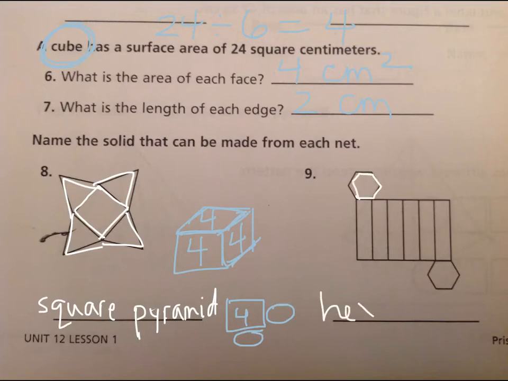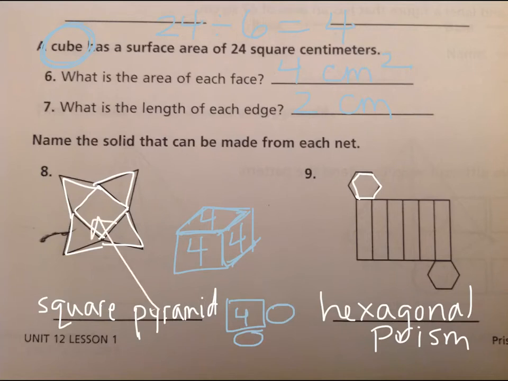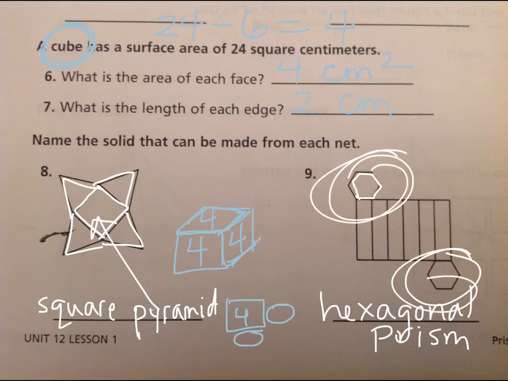So I have a hexagonal, and this is a prism. Remember, my pyramid has just one base. My prism has two bases. Pyramid, one base. Prism, two bases.